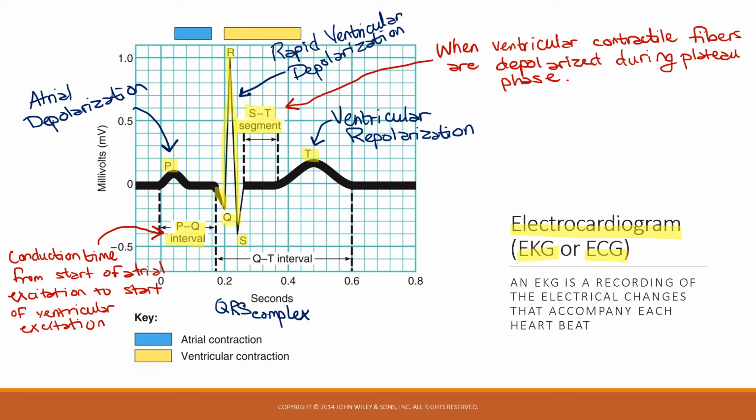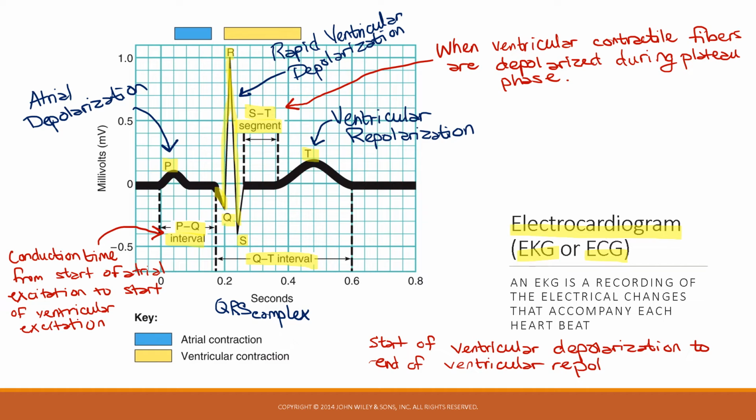And then the last interval that we have would be the QT interval. This interval extends from the start of the QRS complex all the way to the end of the T wave. Now this is the time from the beginning of ventricular depolarization to the end of ventricular repolarization. So that's going to be that QT interval there.